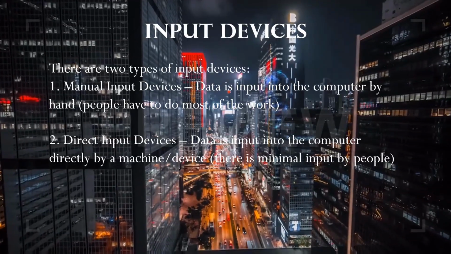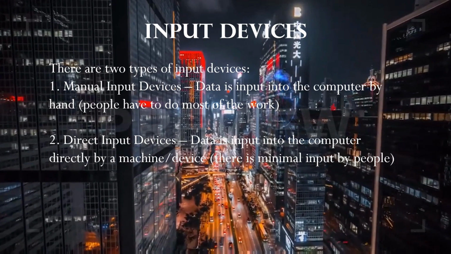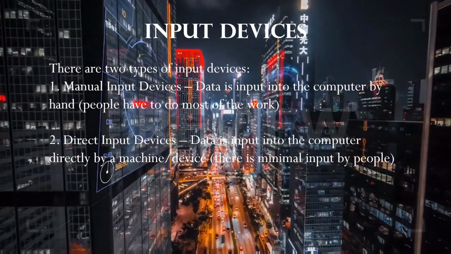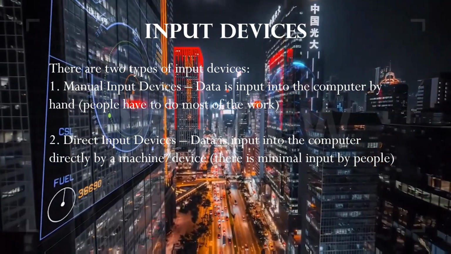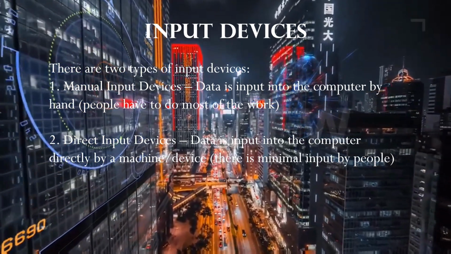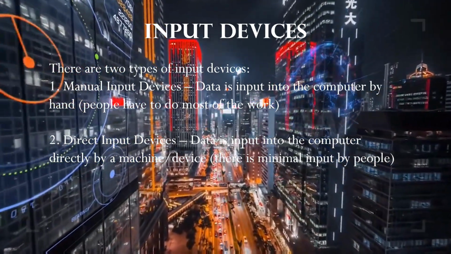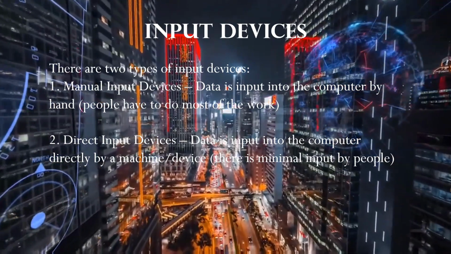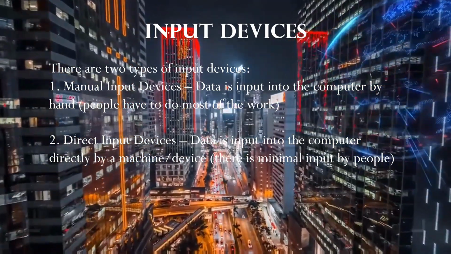There are two types of input devices. Manual input devices: data is input into the computer by hand, people have to do most of the work. Direct input devices: data is input into the computer directly by a machine device, there is minimal input by people.